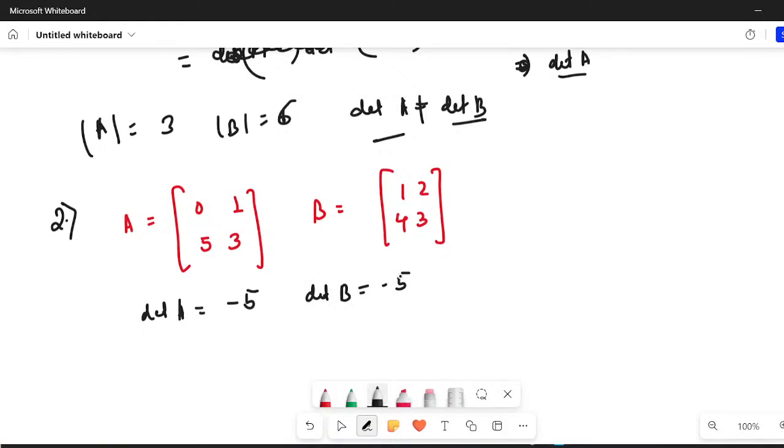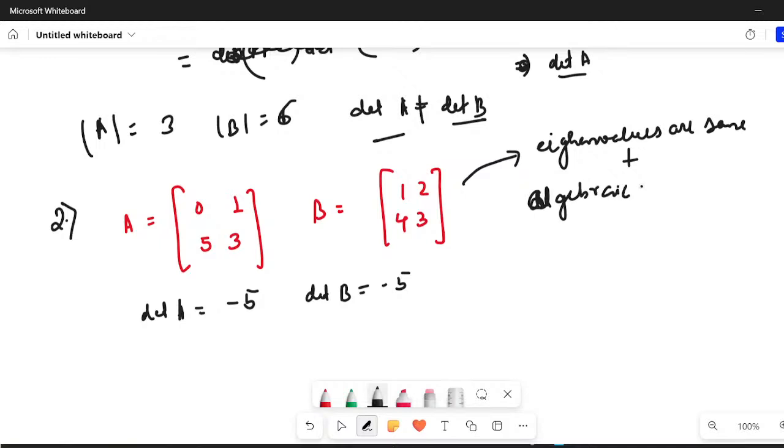Now let us see. If the matrices are similar, then remember the eigenvalues are the same. That I told you in the morning. Plus, in fact, their algebraic multiplicities are also the same.